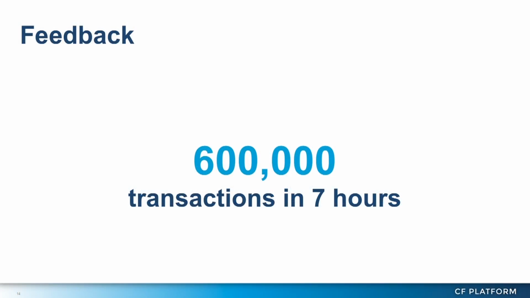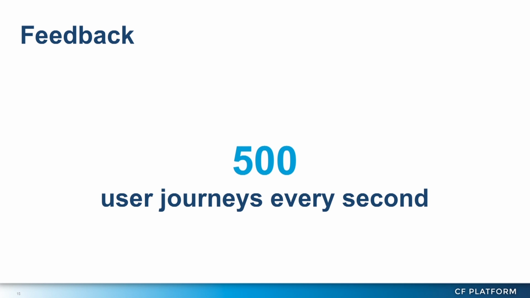And so to give you a feeling about what the application actually grew to, this is what the application had to deliver. So we were doing 600,000 transactions in 7 hours. We had to build for 500 user journeys every second. And that's not requests, that's user journeys. So this is reasonably significant stuff.